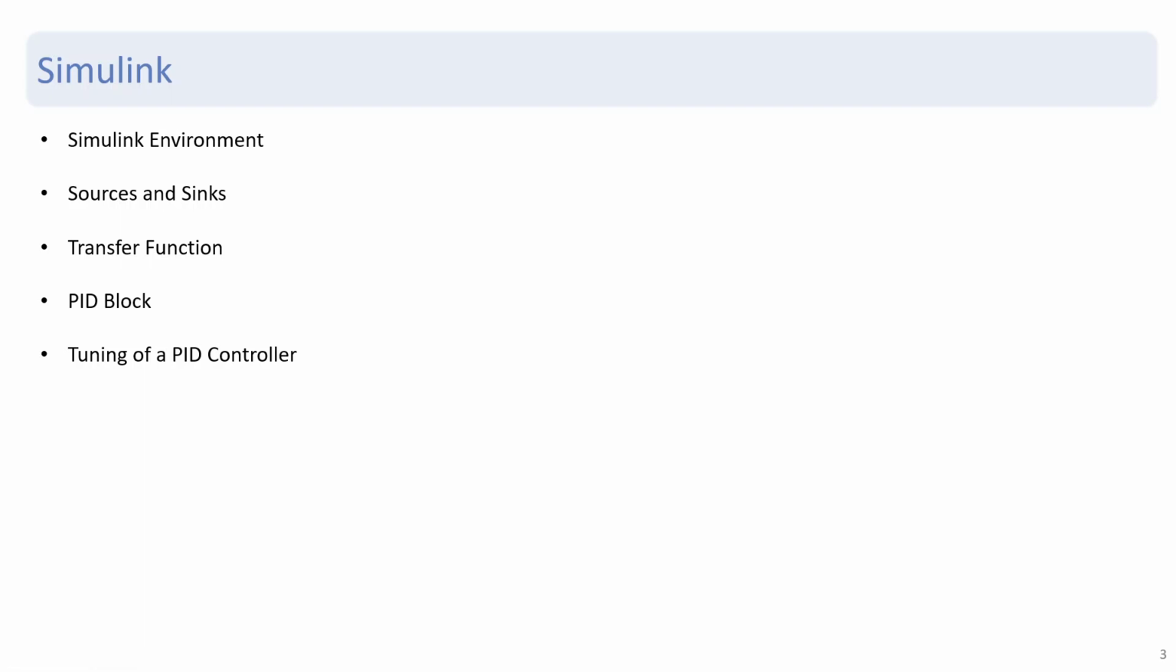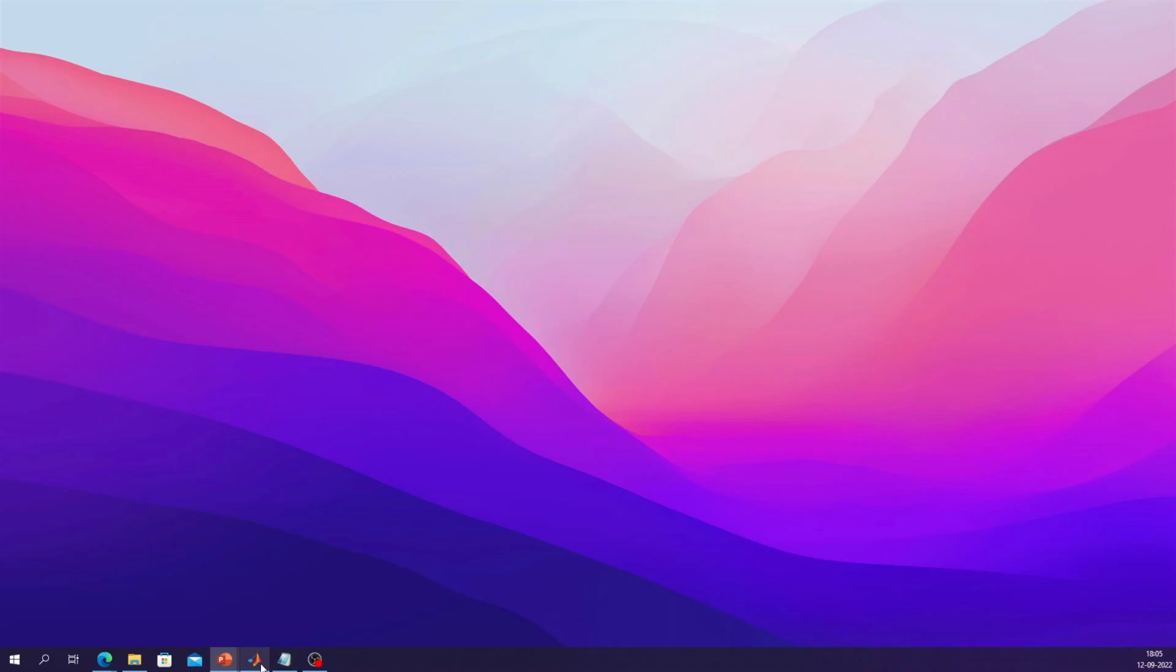Then we will go to the Simulink part and quickly discuss the Simulink environment, and look at what sources and sinks mean. Then, coming to our own context of control systems, we'll see how to realize the transfer function block, what the PID block is, what all options we have, and how we can tune the PID controller. Here we will corroborate our findings from week 5, and then we will move on and tune the controller in the way we want. So let's start with MATLAB.